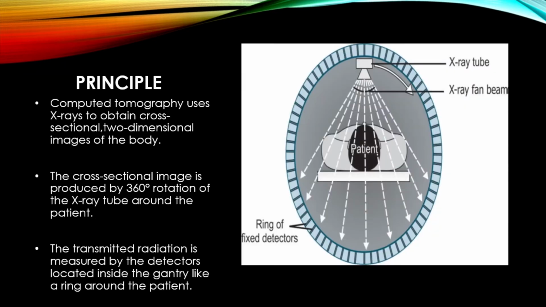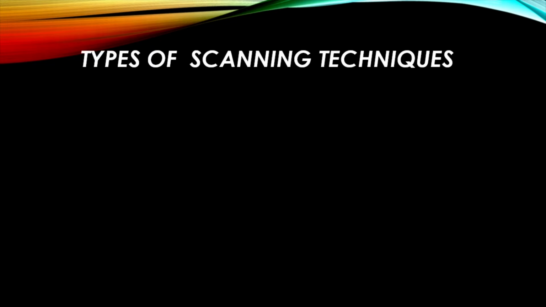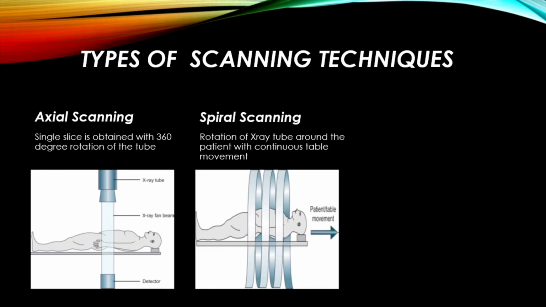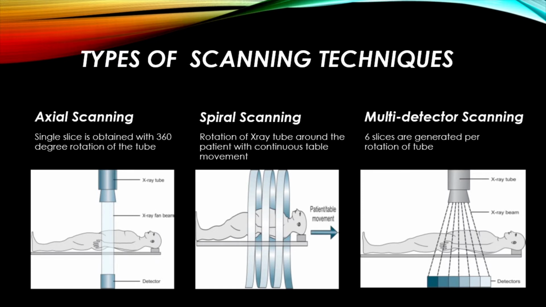The CT scan uses X-rays to obtain cross-sectional two-dimensional images of the body. The cross-sectional image is produced by 360-degree rotation of the X-ray tube around the patient, and the transmitted radiation is measured by the detectors located inside the gantry like a ring around the patient. There are three scanning techniques in CT scan. First is the axial scanning, in which a single slice is obtained with 360-degree rotation of the tube. In the spiral scanning, there is rotation of the X-ray tube around the patient with continuous stable movement. And in case of multi-detector scanning, six slices are generated per rotation of the tube.